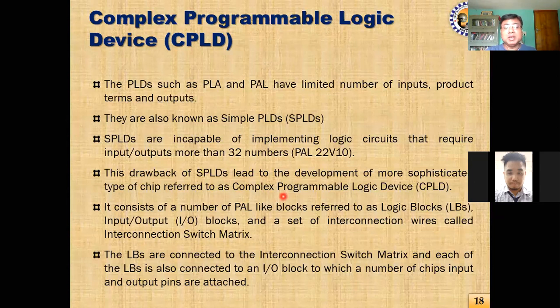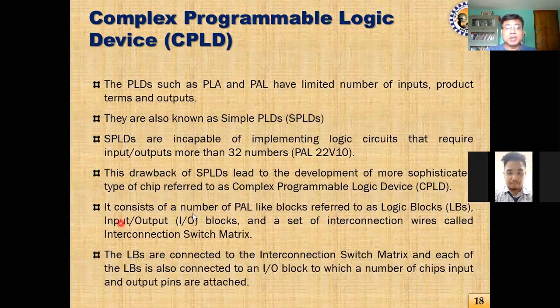So this has been a wonderful solution for the increasing need of inputs and outputs to design a digital system. Now, this device, which houses multiple SPLDs within it and provides the interconnection between them, is called the complex programmable logic device. I will show you the diagram in the next slide.